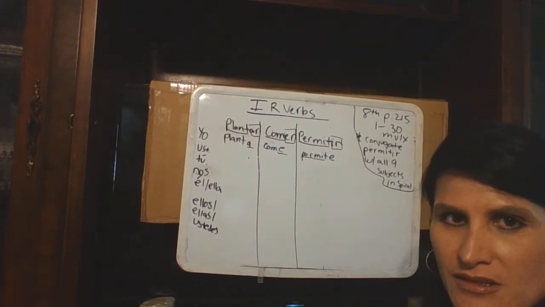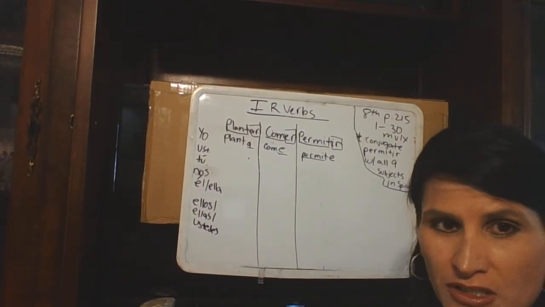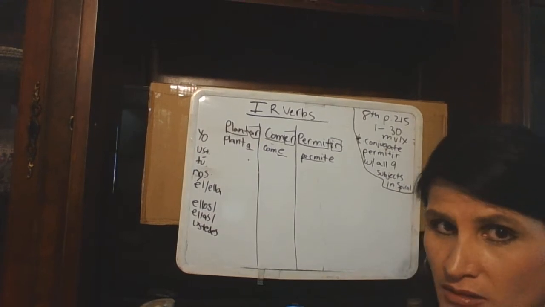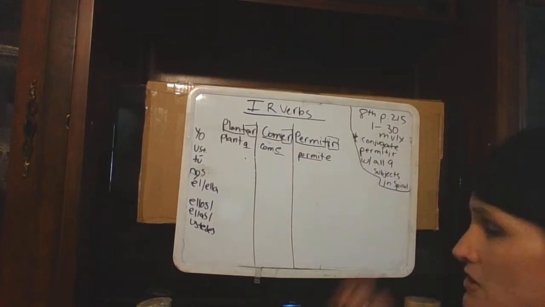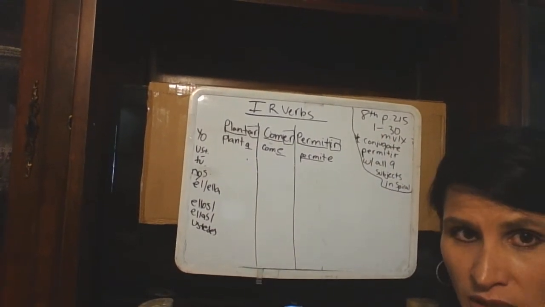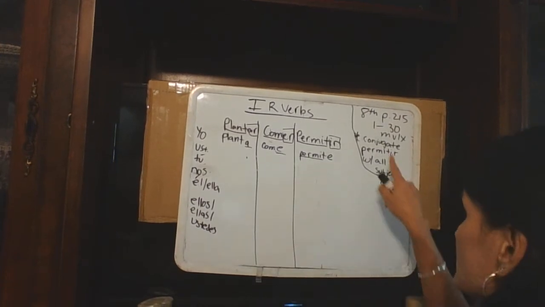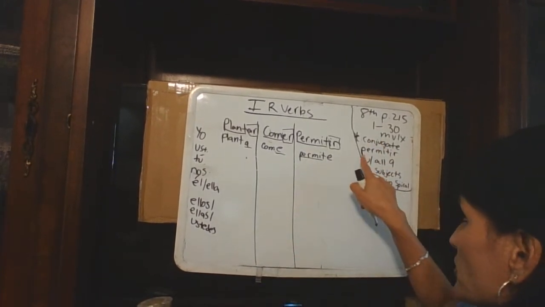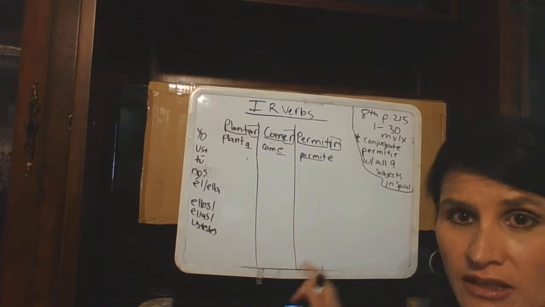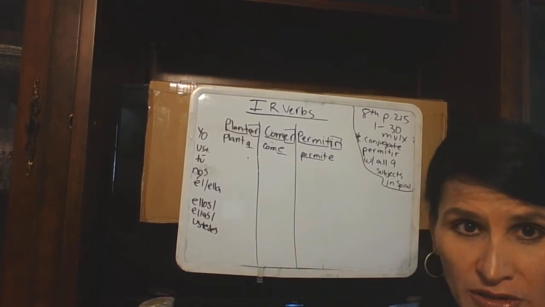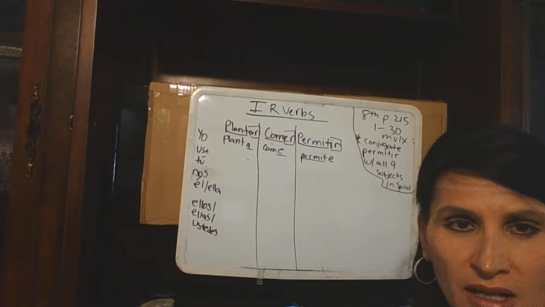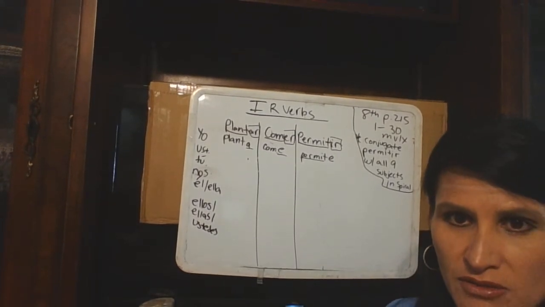Okay, 8th graders, this is your grammar page 215, Introduction of IR Verbs. If you notice on the board, I have written your assignment is 1 through 30 and your memory verse as well. I want you to write the conjugation for permitir that we're going to do together. I want you to write it in your spiral cards. When we get back together, hopefully soon, you guys will be able to have the IR verbs to test each other, okay?